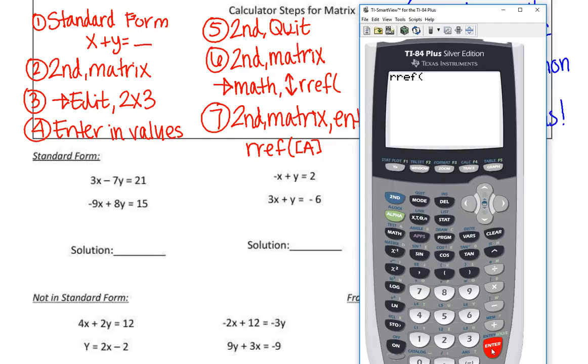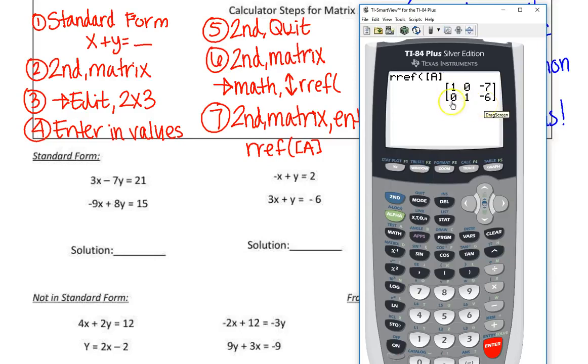Love it. Almost done. I hit second matrix one more time. So second matrix. And then just enter. Perfect. And then hit enter one more time. And there we go. This is our answer. And you're like, oh, that's not an answer. Yes, it is. Okay. What this means is basically 1x and no y's is negative 7. So basically that's saying x equals negative 7. And then y equals negative 6.